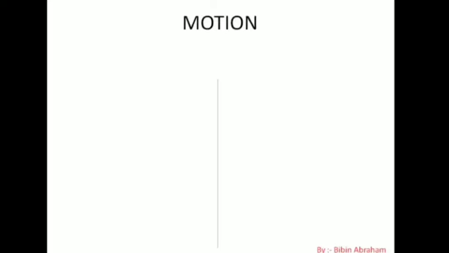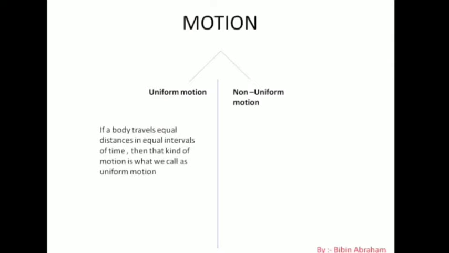All right. Now, motion can be of two types. One is uniform motion, another one is non-uniform motion. Let me try to explain what is uniform motion. If a body travels equal distances in equal intervals of time, then that kind of motion is known as uniform motion. Let's say in the first second you travel 5 meters, in the second second you travel the next 5 meters, in the third second you travel the next 5 meters. So this kind of motion, where you are traveling 5 meters every second, is uniform motion: equal distances in equal intervals of time. I hope this is clear.